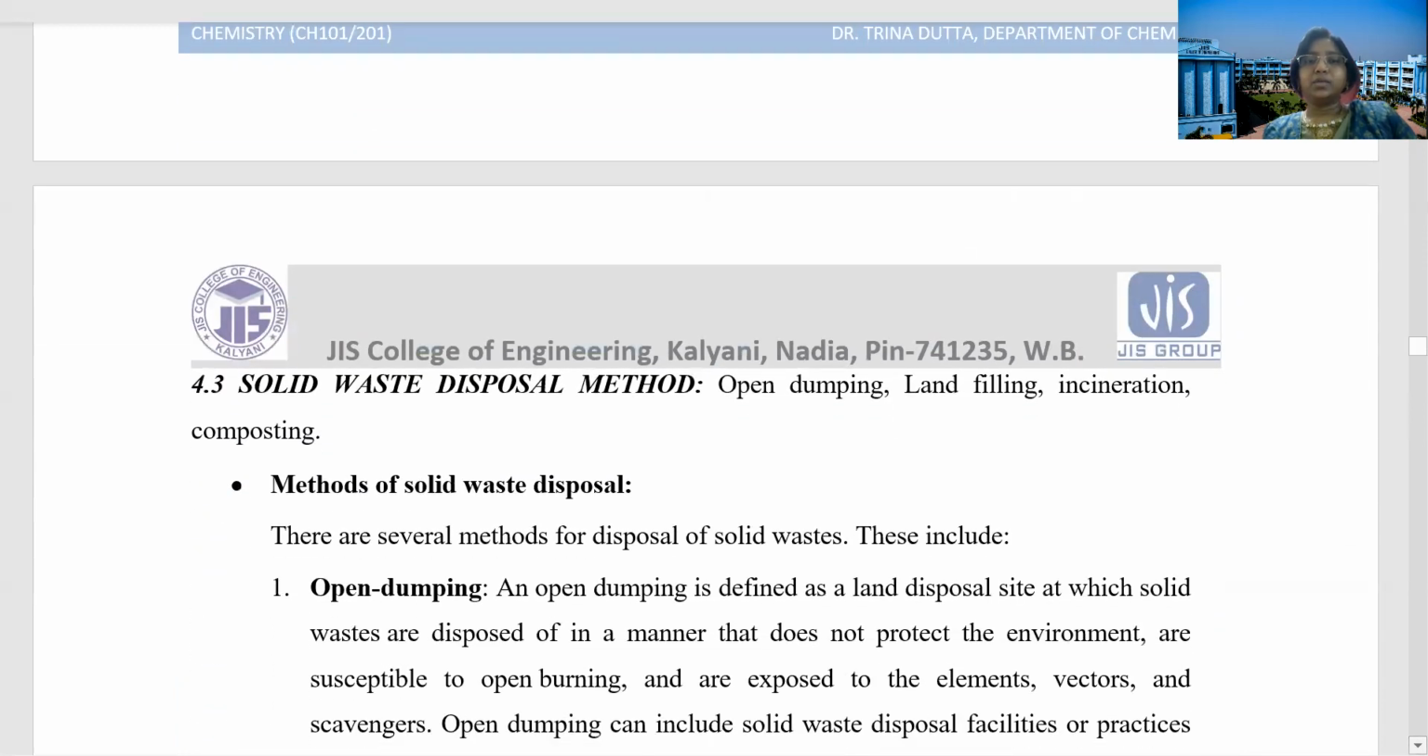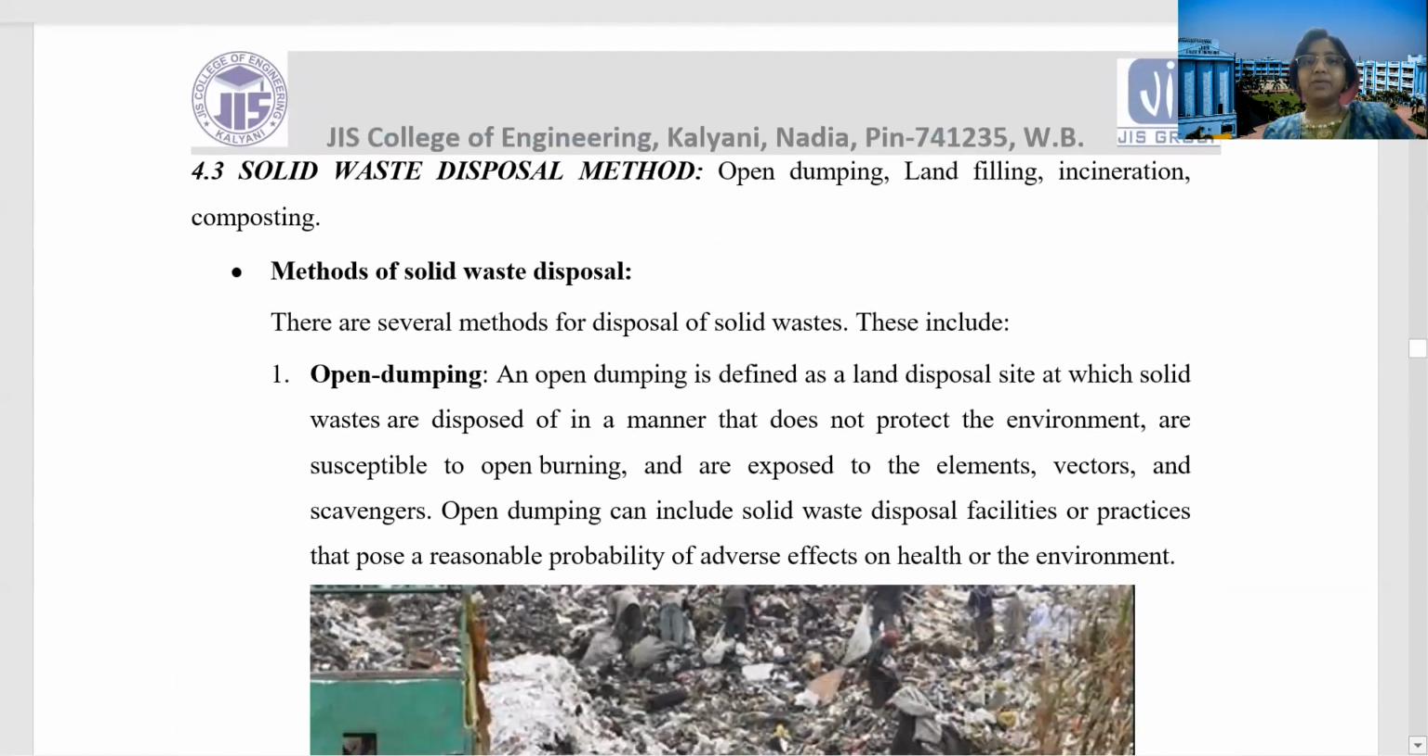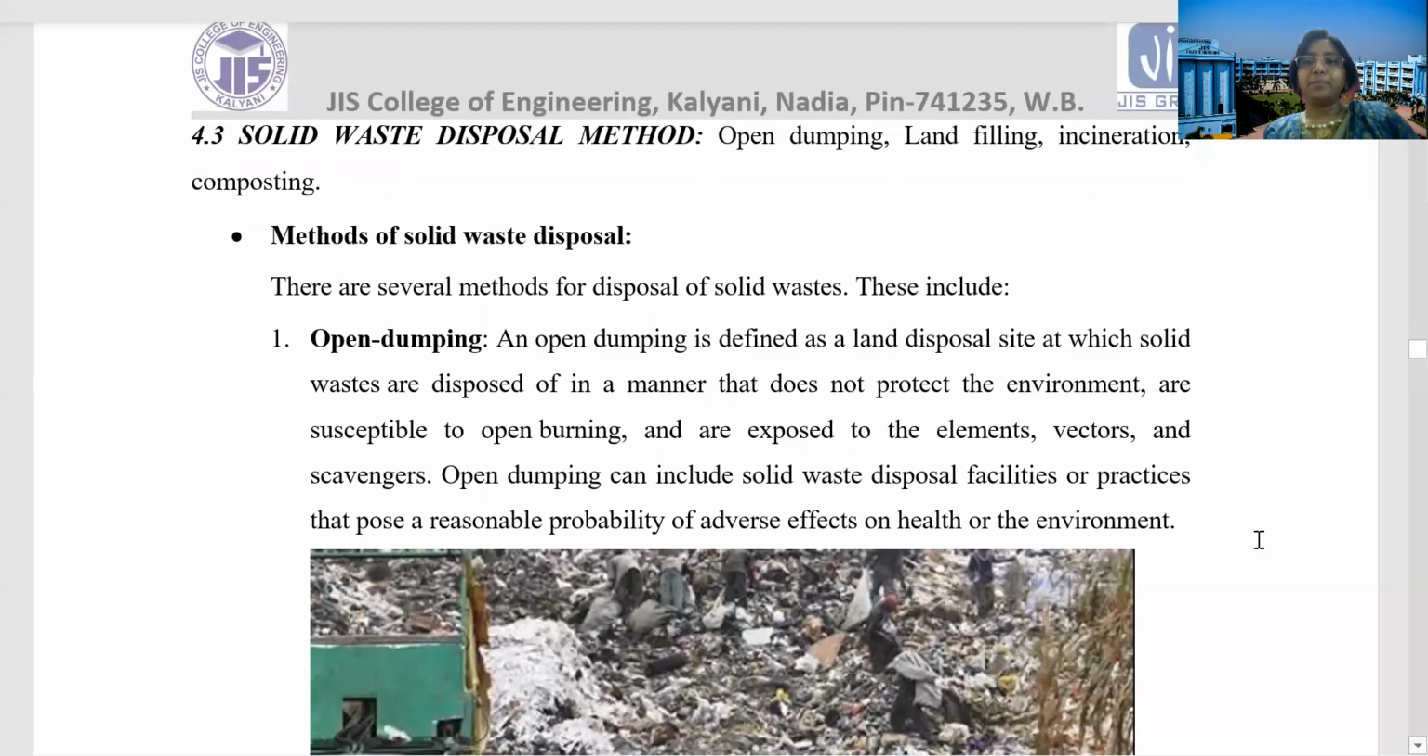So in the waste disposal methods, I will first tell about open dumping. There are 4 methods I will discuss: open dumping, landfills, incineration, and composting.